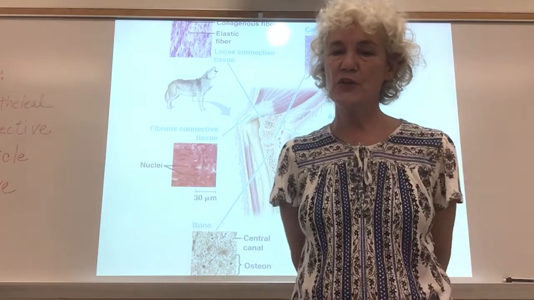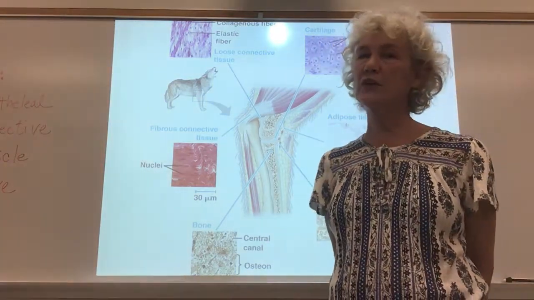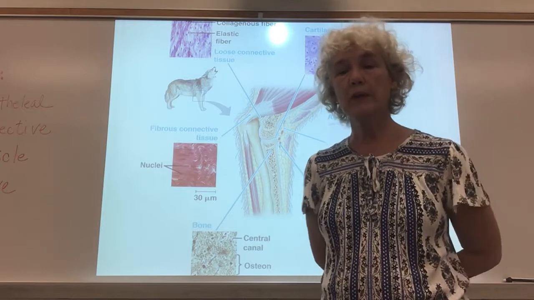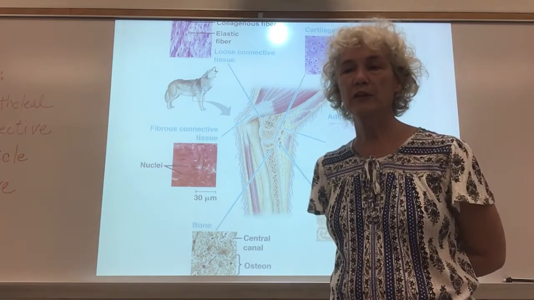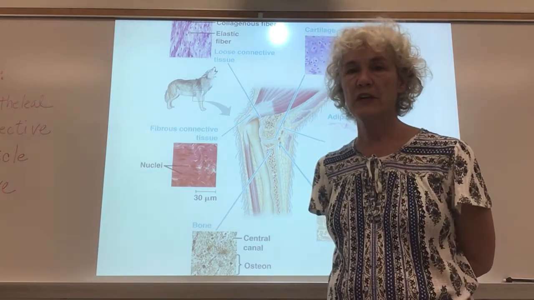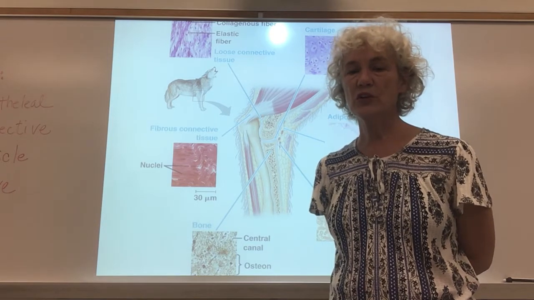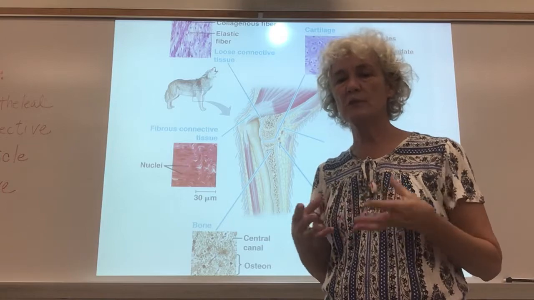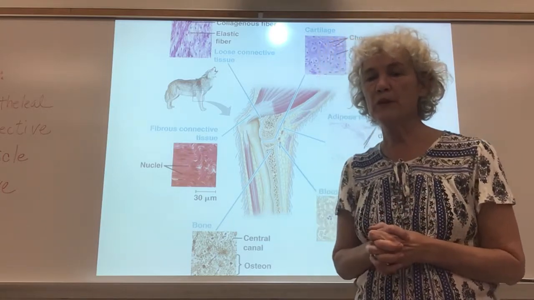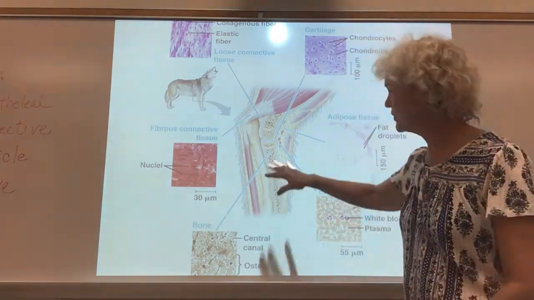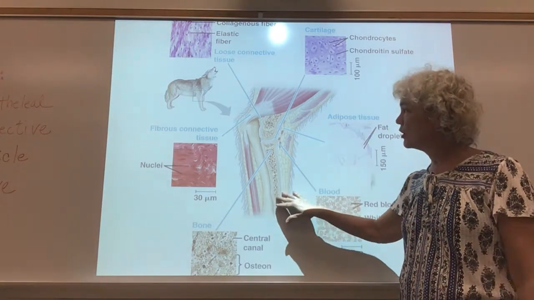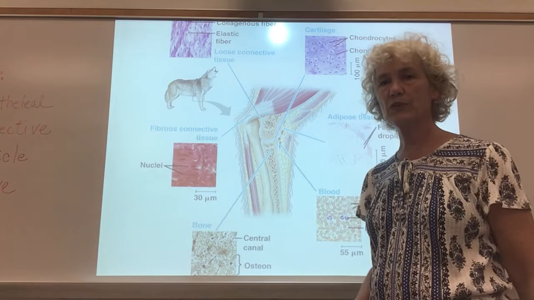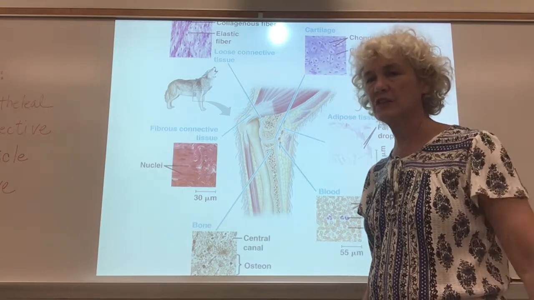Connective tissues bind the other kinds of tissues together. We haven't talked about the other kinds yet, but besides epithelial, we have muscle and nerve. Connective tissues are going to hold all of those other three tissue types together. But they are also bones. So you can see here they're talking about bones. Bones, tendons, ligaments, etc. Those are part of connective tissue.